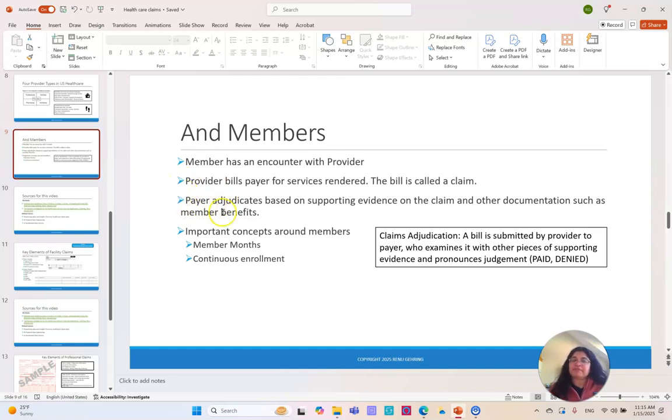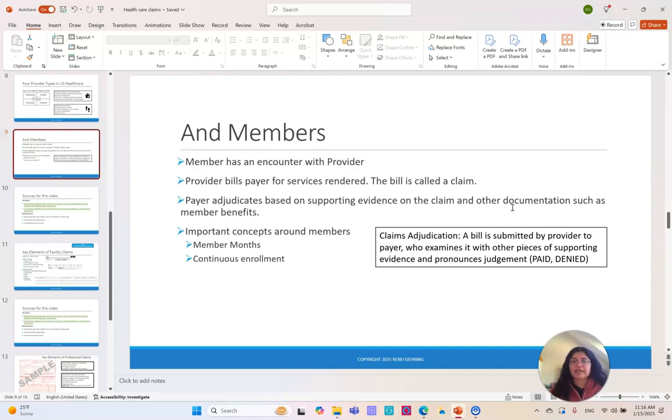So the provider will bill the payer for services rendered, and they will give supporting evidence. So, for example, they'll say this is the treatment that was done for this set of diagnosis. So this was the problem that the patient presented with, and this was the treatment. So the description of the problems or the diagnosis is part of the supporting evidence. So then the provider will submit that claim with this information, and then the payer adjudicates based on the supporting evidence and other documentation. So what other documentation? Things like, what is the member's plan? What is their health insurance benefit? Are they at that point a member?